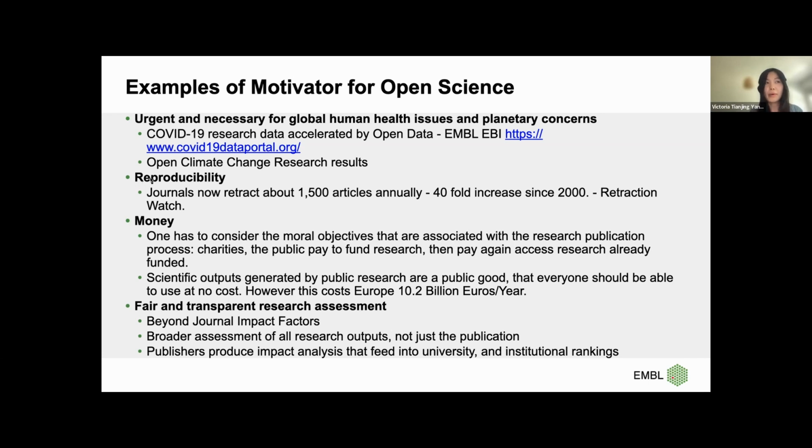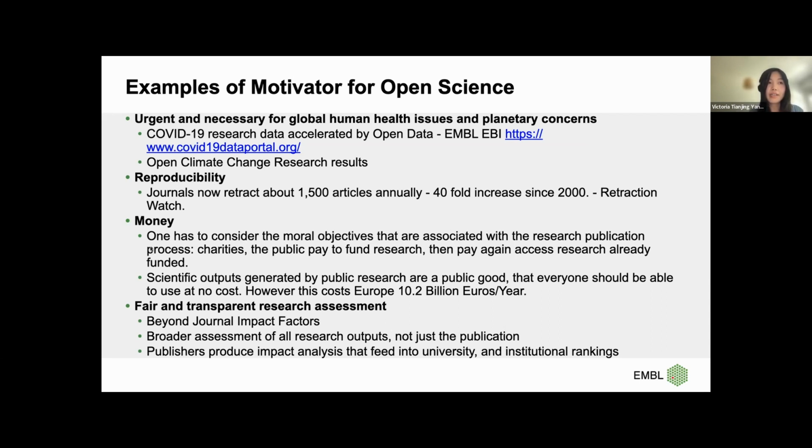And the second main point is reproducibility. It's often talked about that there's a reproducibility crisis, that annually we have 1,500 articles that are retracted, and it's a 40-fold increase since 2000. That is incredible, and it cannot continue like this. So open science, open sharing of data and code can help us combat this reproducibility crisis.